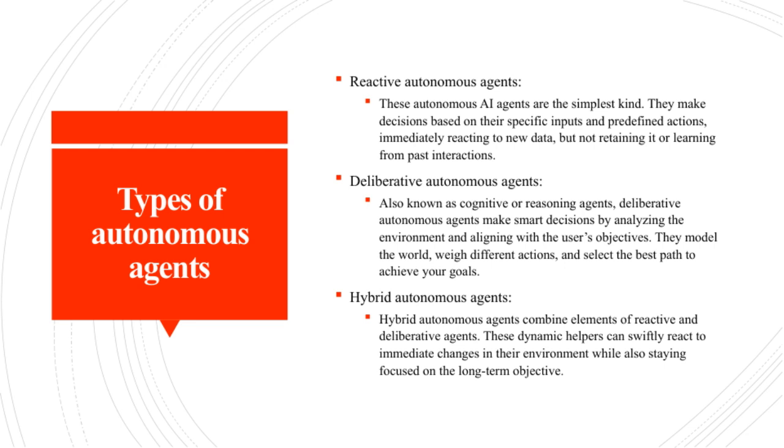Finally, there are hybrid autonomous agents, which combine elements of reactive and deliberative types. These agents are quite versatile. They can quickly respond to immediate changes in their environment, thanks to their reactive component, while also focusing on long-term goals through their deliberative capabilities. This combination allows them to be both responsive and strategic, making them highly effective helpers in complex scenarios. Understanding these types helps us see how autonomous agents can be tailored to different tasks, balancing speed, intelligence, and strategic planning to best serve their purpose within the broader AI ecosystem.